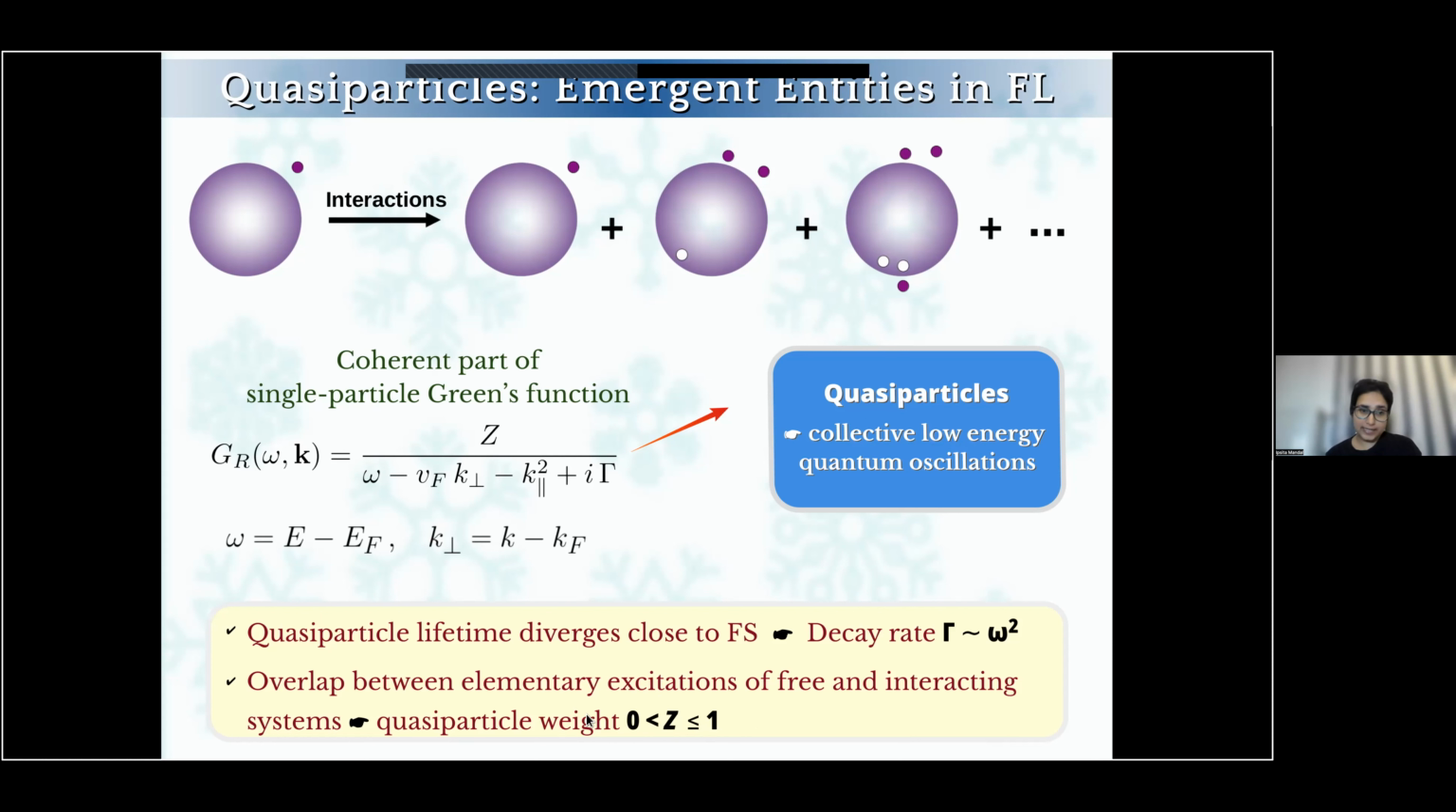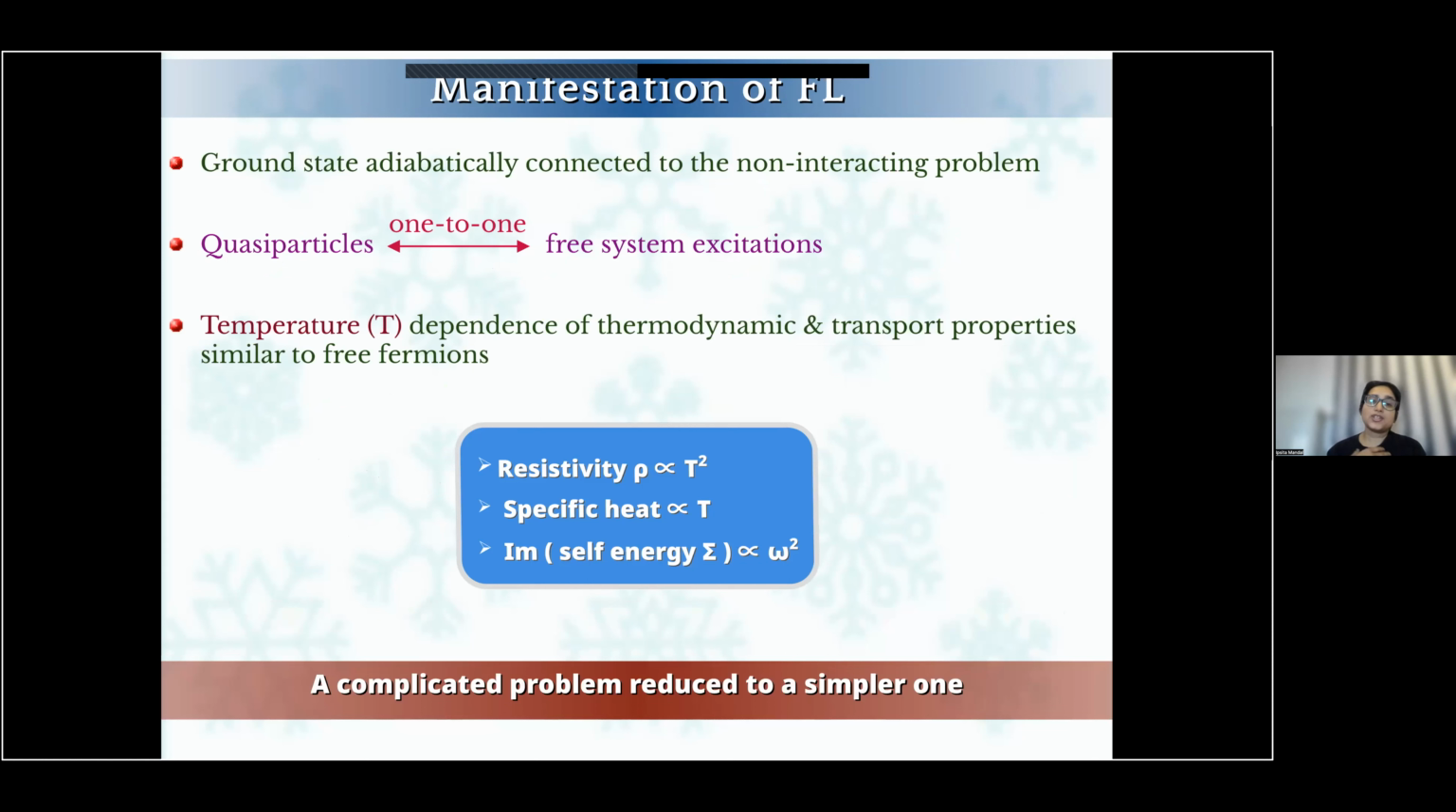Physically, this measures how much overlap there is between the elementary excitation of a free system and that of an interacting system. And we can talk about this overlap meaningfully because the ground states of the two systems can be adiabatically connected to each other. We can also prove that these quasiparticles are in one-to-one correspondence with the excitations of a free system.